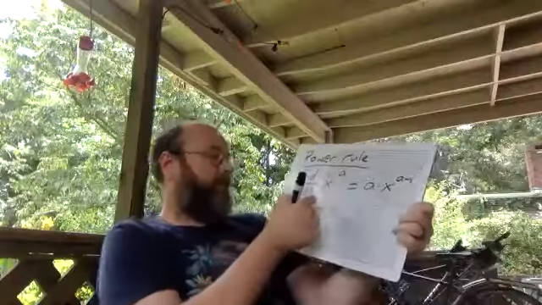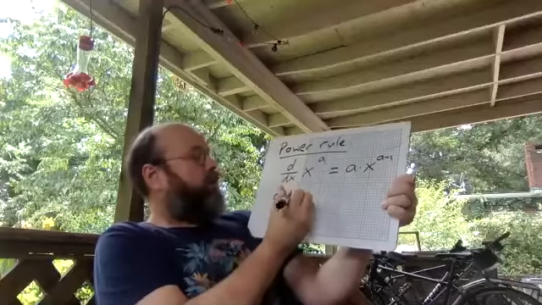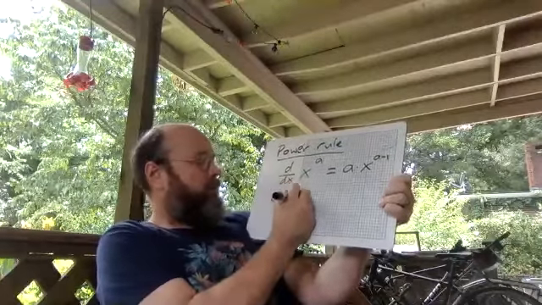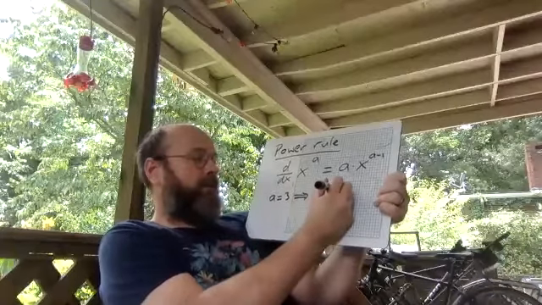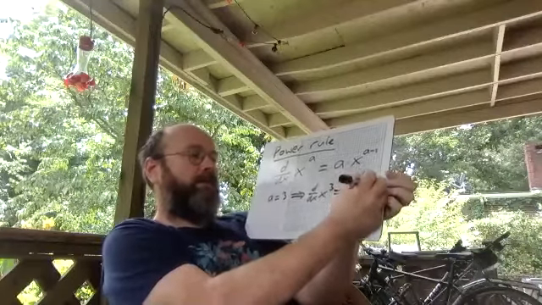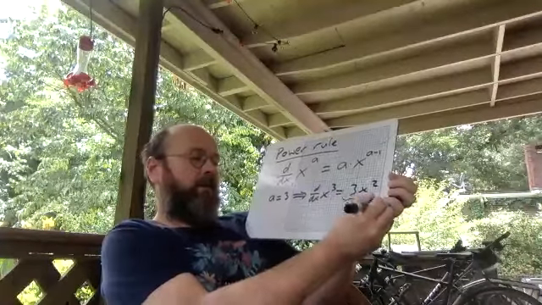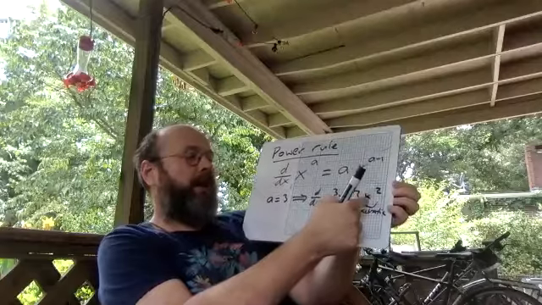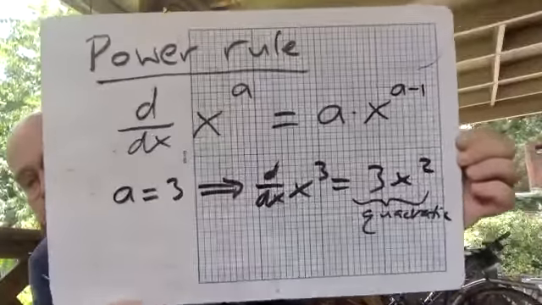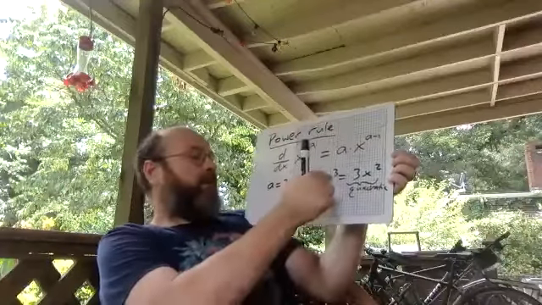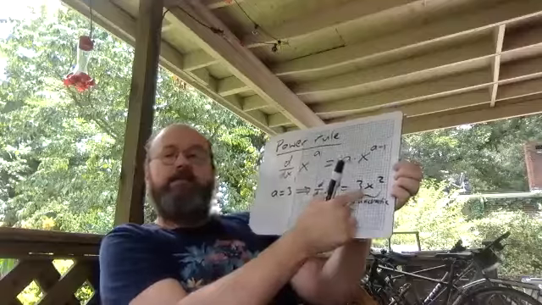So for instance, let's say a equals 3, well, then the derivative of x cubed is 3x squared. Notice this is a quadratic. A quadratic is a polynomial where the highest power is 2. It's a quadratic polynomial with just one term. But the point is that if you take the derivative of something to the third power, you get back something to the second power, all right?